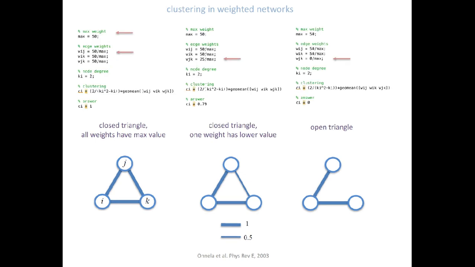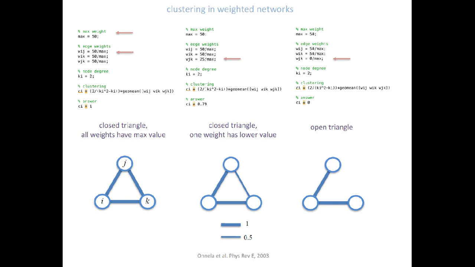Here I've got some MATLAB code that will estimate this quantity for these three triangles. In this case, all the edge weights are 1. So we say, okay, the max weight is 1. These are the edge weights for each of the edges, I to J, I to K, J to K. In this case it's 1 over the max, so it's going to be 1. The node degree of node I is 2, right? Node I has 2 connections. This is the expression for computing the weighted clustering. It's just the formula I showed before, just for node I. We get an answer of 1, so 1 being the maximum level of clustering.